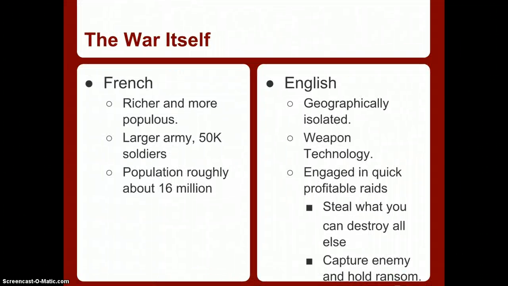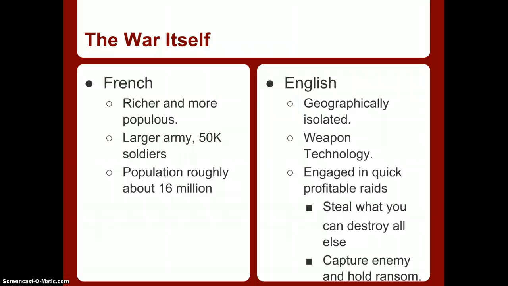Now the war itself. France was far richer, more populous, and had a larger army of about 50,000 soldiers or so, and their population hovered around 16 million. The English were a little bit different. The English were the underdogs. For the most part, they were geographically isolated because they're not attached to the European continent.